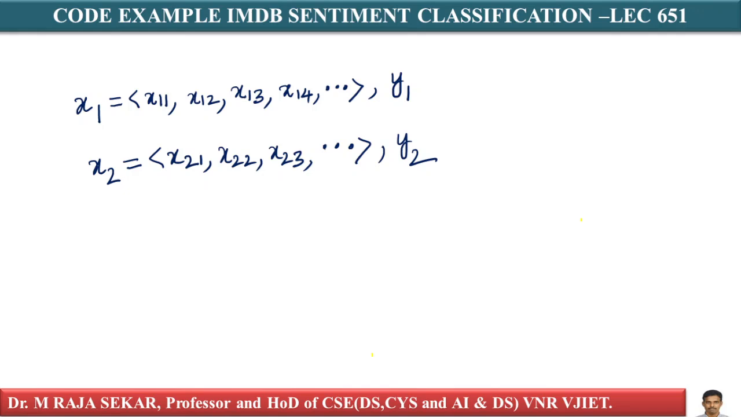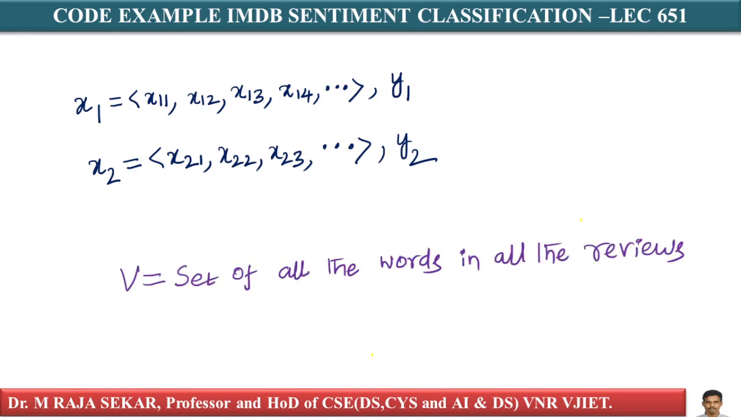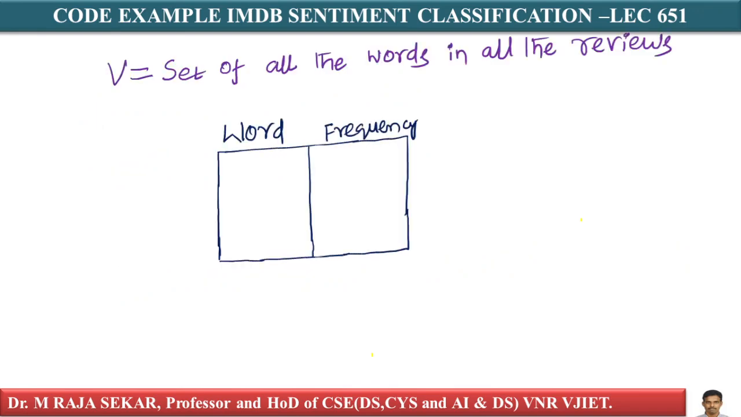What they have done is they built a vocabulary. Call this set V. V is the set of all words in all the reviews. First they build the vocabulary.